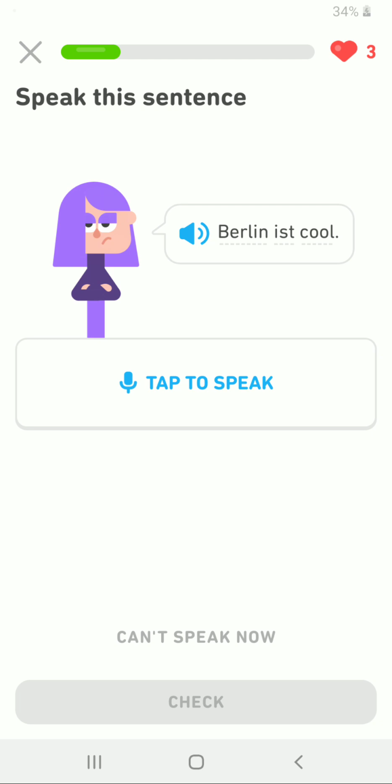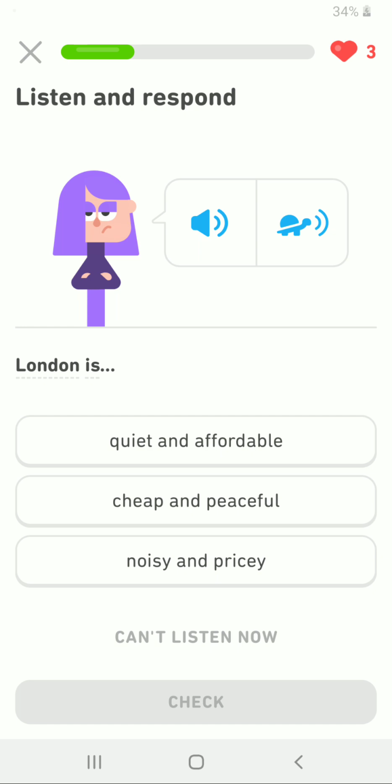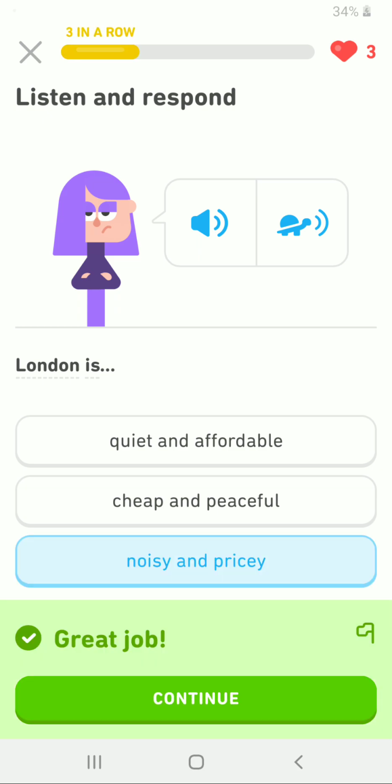Berlin ist cool. So cool. Ich komme aus London. Die Stadt ist laut und sehr teuer. Teuer, it's terrible. What does teuer mean? Well, teuer means expensive. So London is quiet and affordable? No. Cheap and peaceful? No. Noisy and pricey? Exactly.